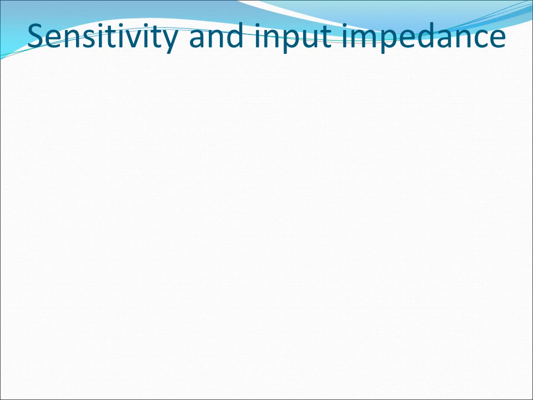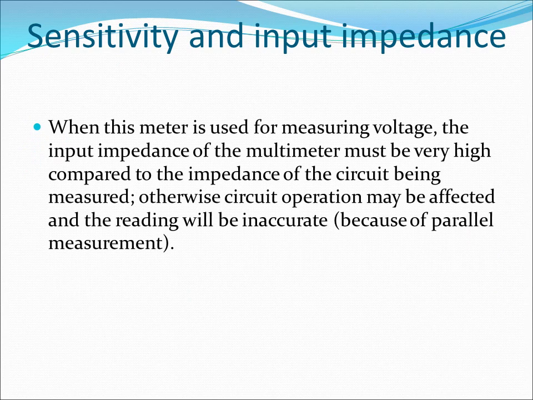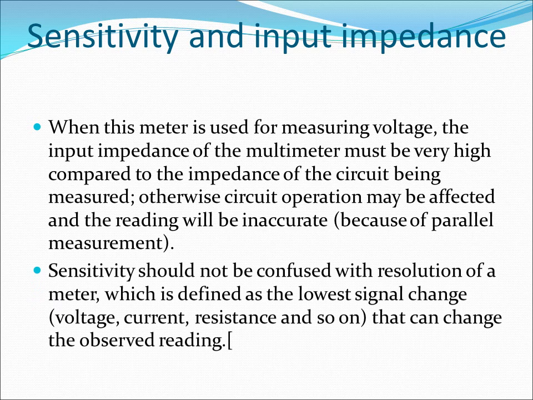Sensitivity and input impedance. When this meter is used for measuring voltage, the input impedance of the multimeter must be very high compared to the impedance of the circuit being measured. Otherwise, circuit operation may be affected and the reading will be inaccurate because of parallel measurement. Sensitivity should not be confused with resolution of a meter, which is defined as the lowest signal change, in other words voltage, current, resistance and so on, that can change the observed reading.